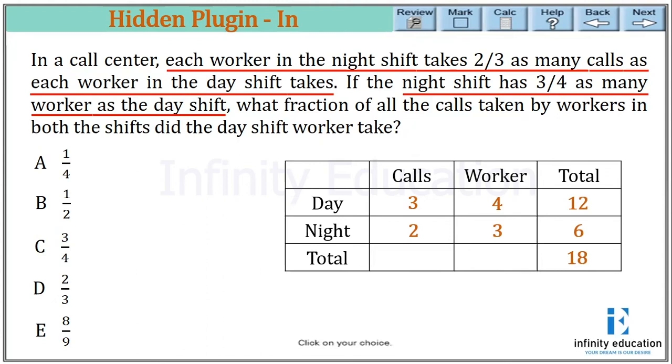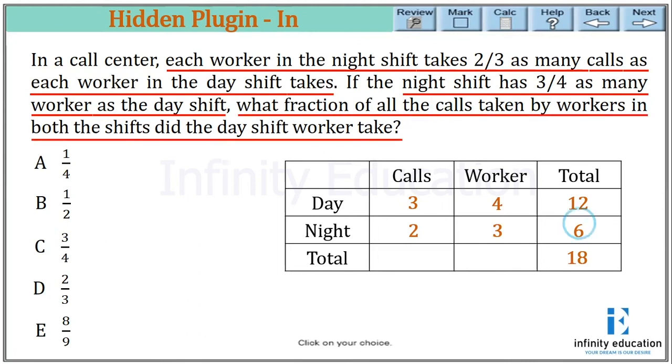Now the question is, what fraction of all the calls taken by workers in both the shifts did the day shift workers take? So they are asking the day shift workers' total calls, what fraction of the total? So I must say it is 12/18, because they are asking what fraction of all the calls. Out of 18 calls, the day shift workers took 12. So I'm getting 12/18, that is 2/3. So D is the answer to the question. I hope the technique is clear to you. Let's see the technique with one more question.